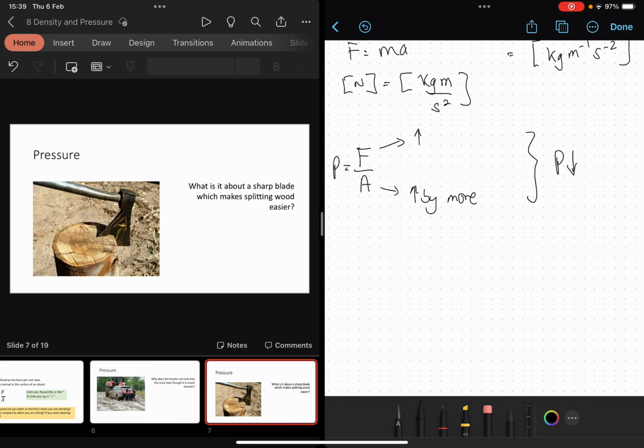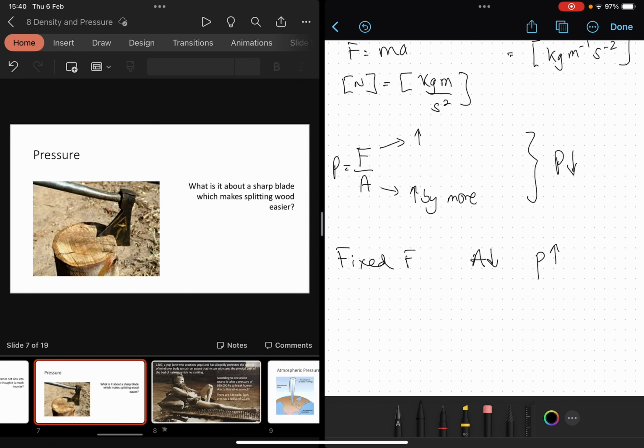Okay, I've got a fixed force that I can swing that axe with. So if I can sharpen that blade so that the area is very small, then the pressure on that wood is very high, and therefore I'm able to split that wood more easily. Okay, so when we're describing the effect of pressure, it's all about that ratio of force and area.